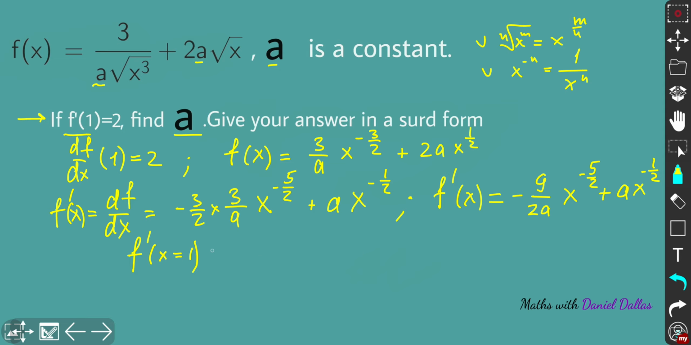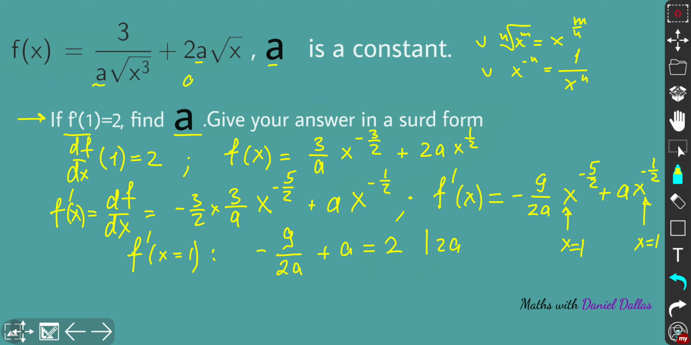2. So what we're going to do, we're going to plug x equals 1 everywhere, but we understand that it simply gets rid of those x to the weird powers. And that means we'll get negative 9 over 2a plus a, and the result is going to be equal to 2. Okay, so what we're going to do right now, we're going to multiply everything by 2a.